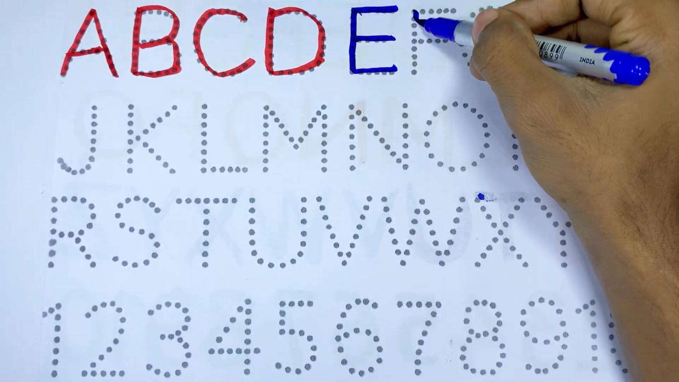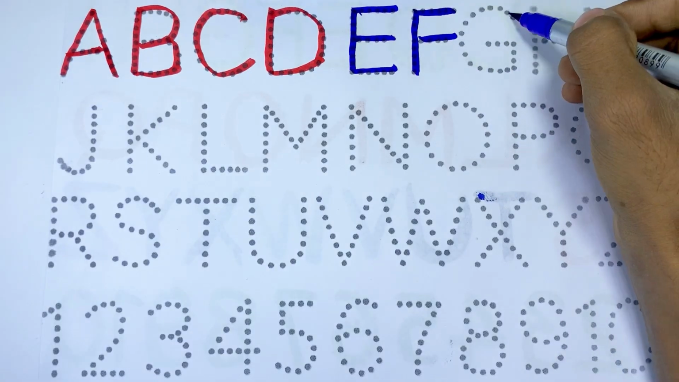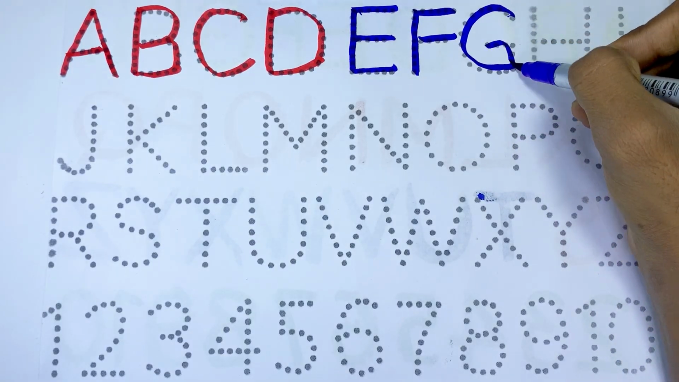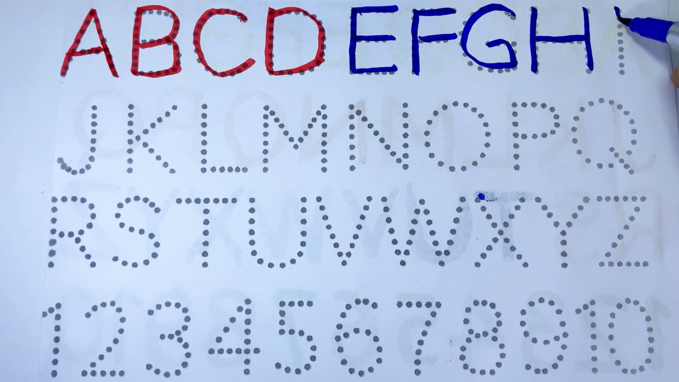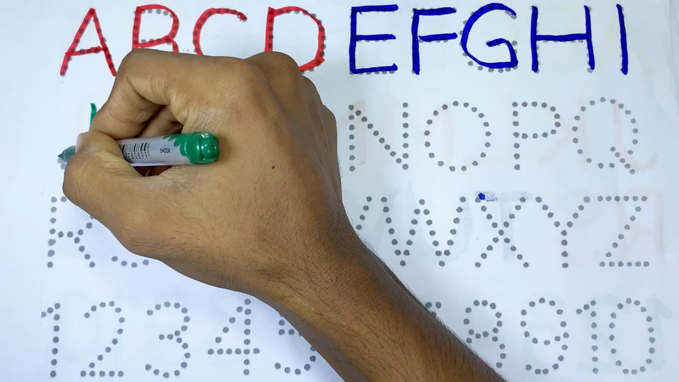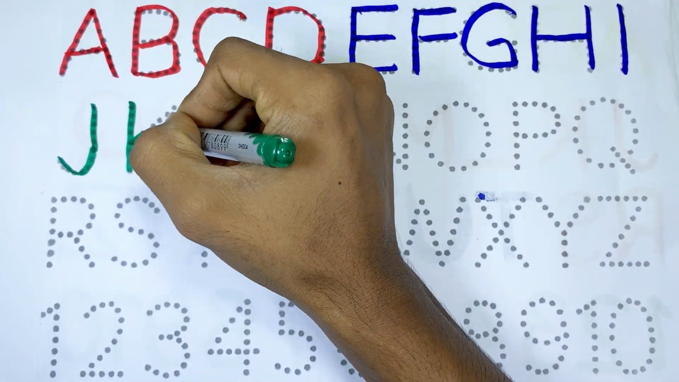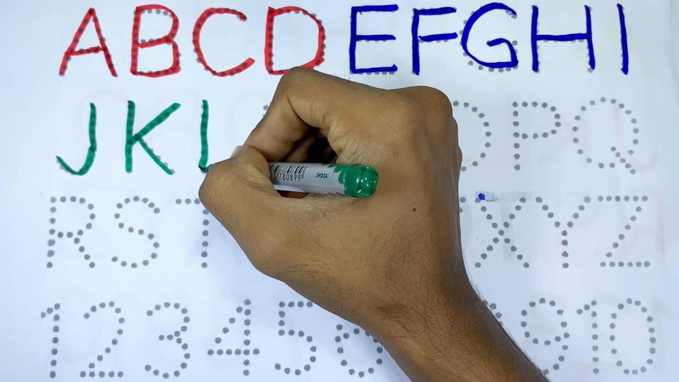E for elephant. F for fish. G for goat. H for horse. I for ice cream. Kids, so now you draw J. J for joker. K for king.